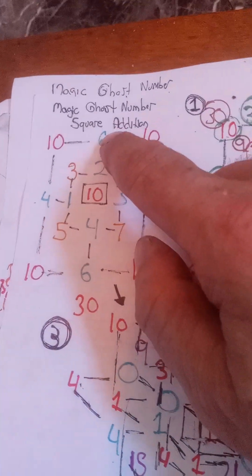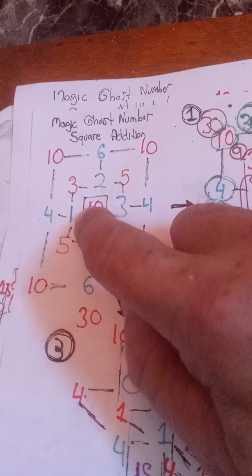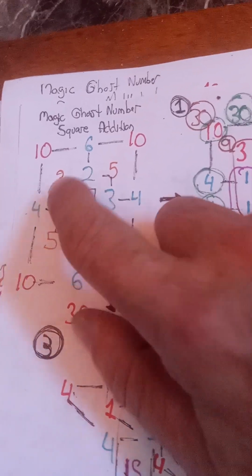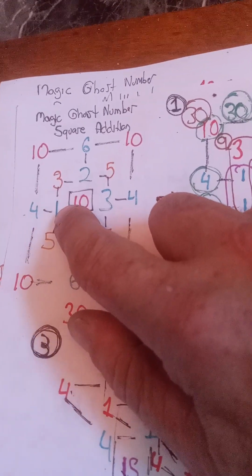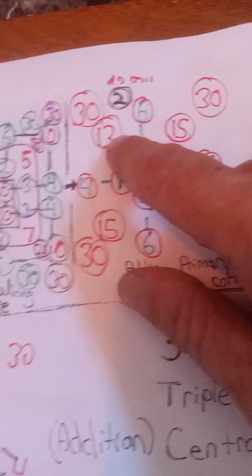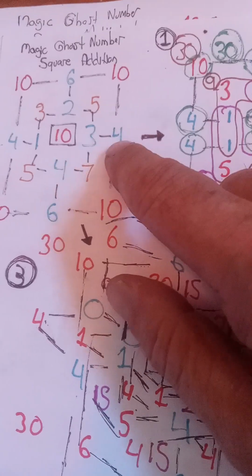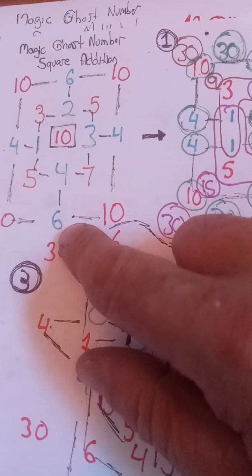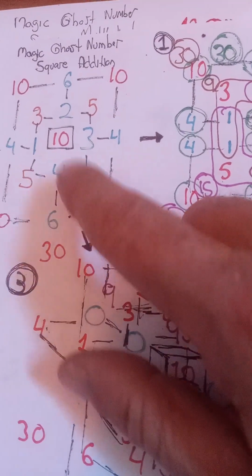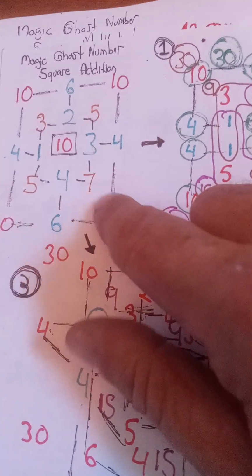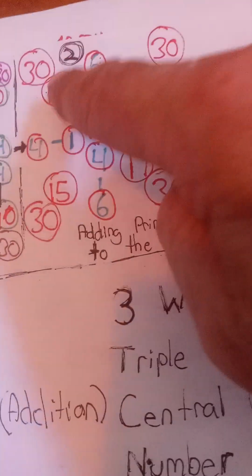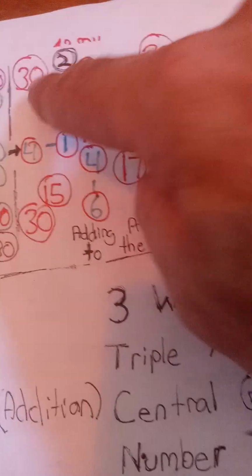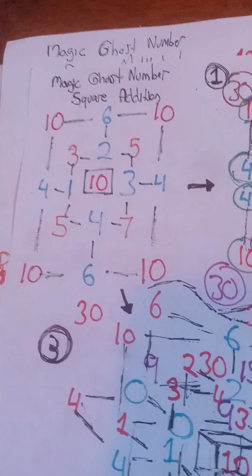Same as this with this way. 6 plus 2 plus 1 plus 4 would be 13, right here. And 3 plus 4 plus 4 plus 6 would be 17. 13 and 17 is 30 on both sides. So that's three ways to do a square. Well, that's two ways, I'm sorry.